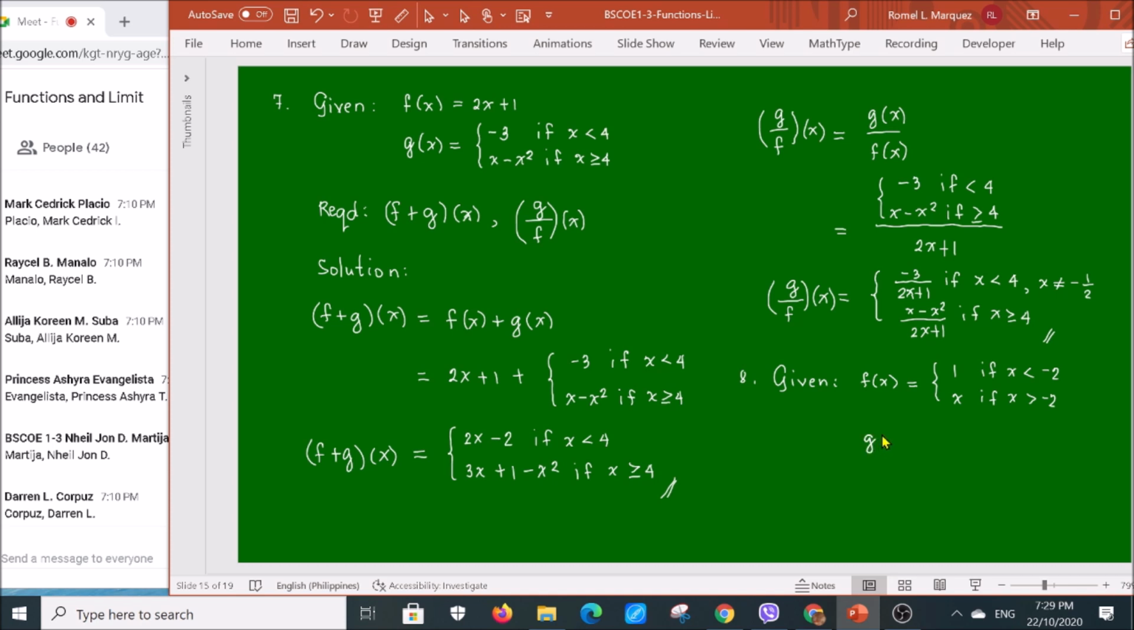While g of x is defined as negative x if x is less than 1, and 2x squared if x is greater than or equal to 1. So we want to know the following.